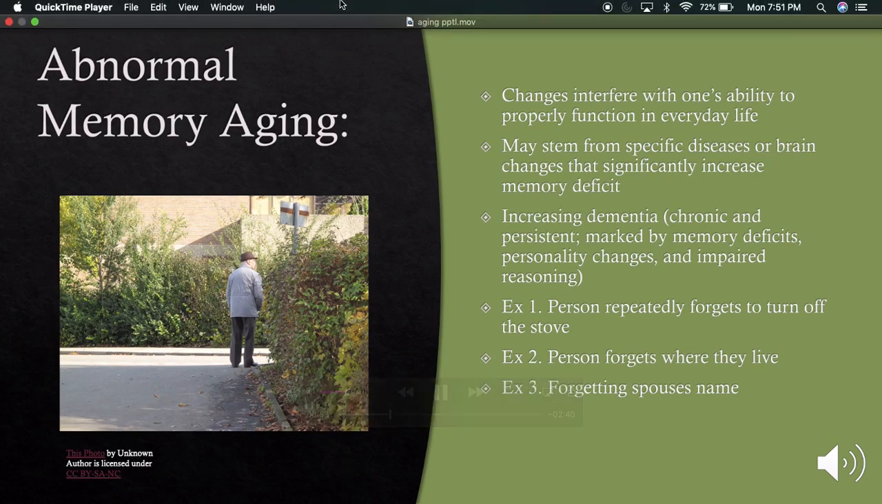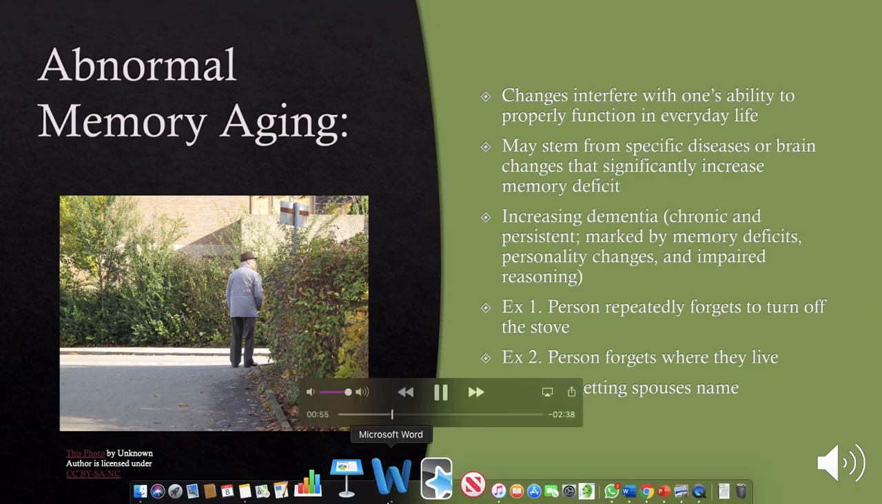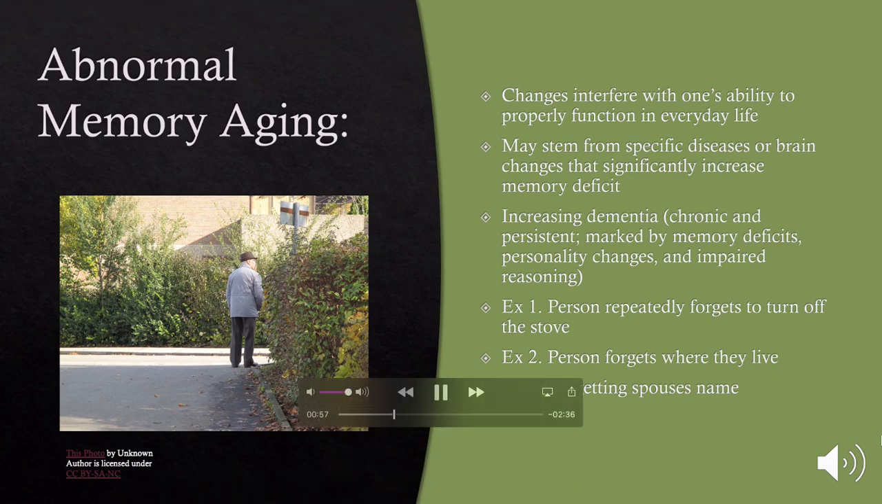Abnormal memory aging, on the contrary, are changes that interfere with one's ability to properly function in everyday life. These changes may stem from specific diseases or brain changes that significantly increase memory deficit. For example, Alzheimer's, increasing dementia from something else. It could be from a disease like Alzheimer's or a change such as an accident that damages the brain. These people should be watched, like I said.